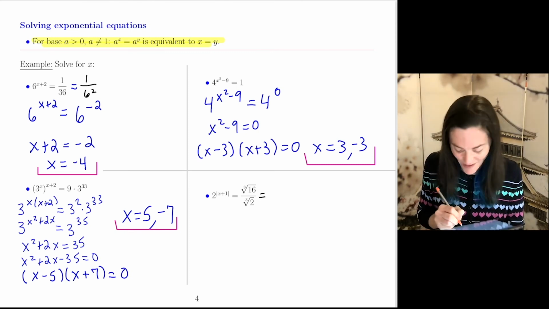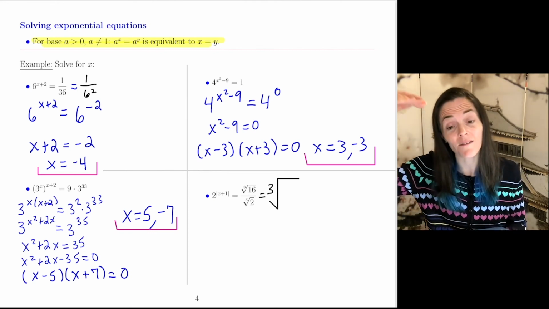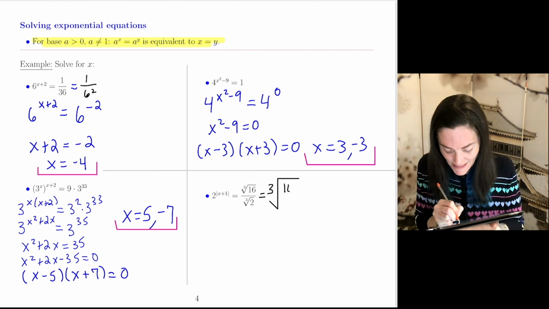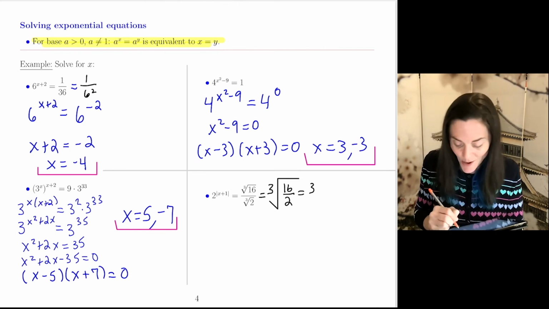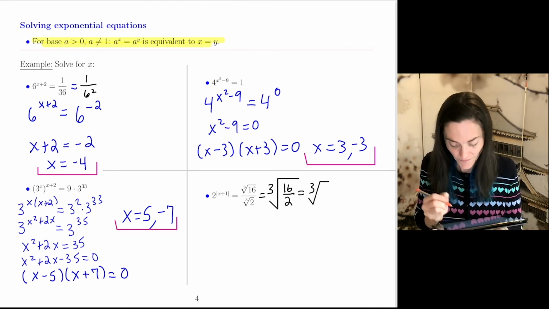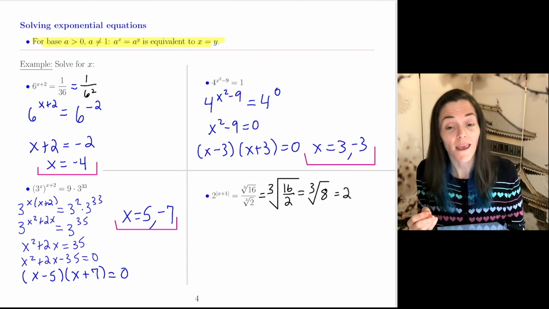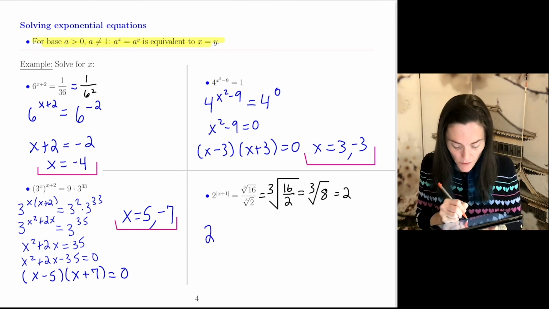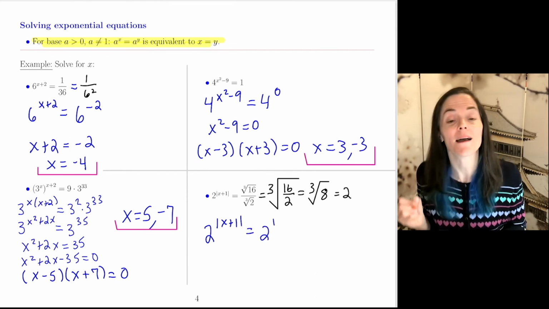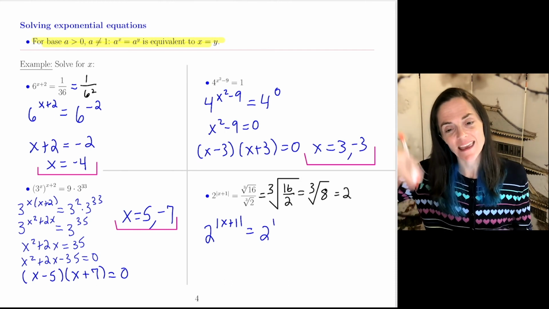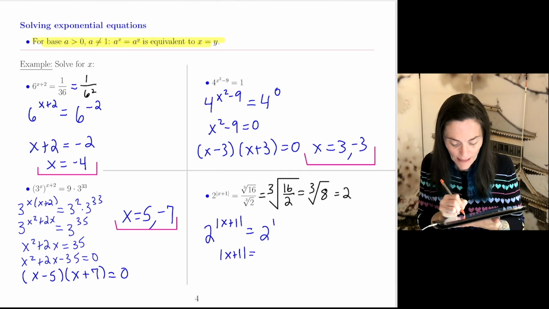So this would be one property that we practiced last time of exponents, is this would be the cube root of 16 over 2. So 16 over 2. But this is just the cube root of 8. And this I know, the cube root of 8 is 2. Okay, now we can rewrite this equation. We have 2 to the absolute value of x plus 1 equals 2 to the 1. Now I have same base. I may equate exponents. This gives me absolute value of x plus 1 equals 1.